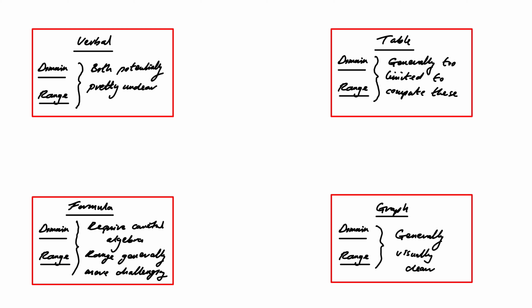So from the graph, you should really be able to read off almost immediately, or at least see what the domain is and what the range is. So I want to talk a little bit about the relationships between these, because it's important to go between them potentially, especially if you're doing science, right?